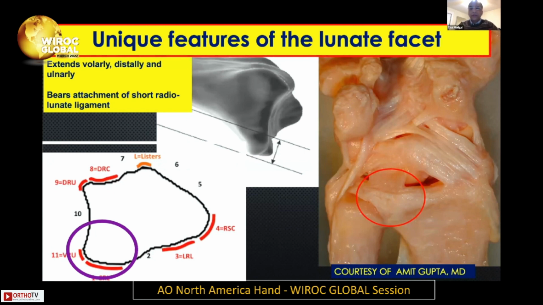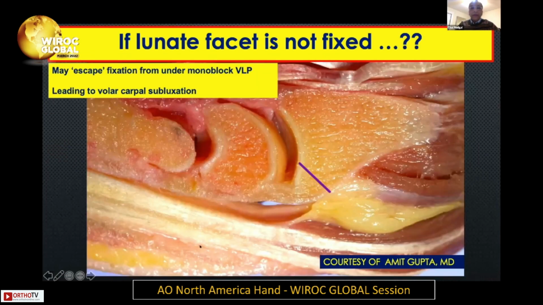And as shown in this picture from Amit Gupta's dissections, it bears the attachment of the radiolunate ligament, which goes all around the equator, if you want to call it that, as seen highlighted by this purple circle. Therefore, if you were to not pay attention to it, and you think that the fracture is represented by this purple line, then think about it. Right attached to that fragment is your short radiolunate ligament. And if this fragment were to displace, as shown by this blue arrow, then not only does the fragment go that way, but it takes the entire carpus with it due to the attachment of the short radiolunate ligament.